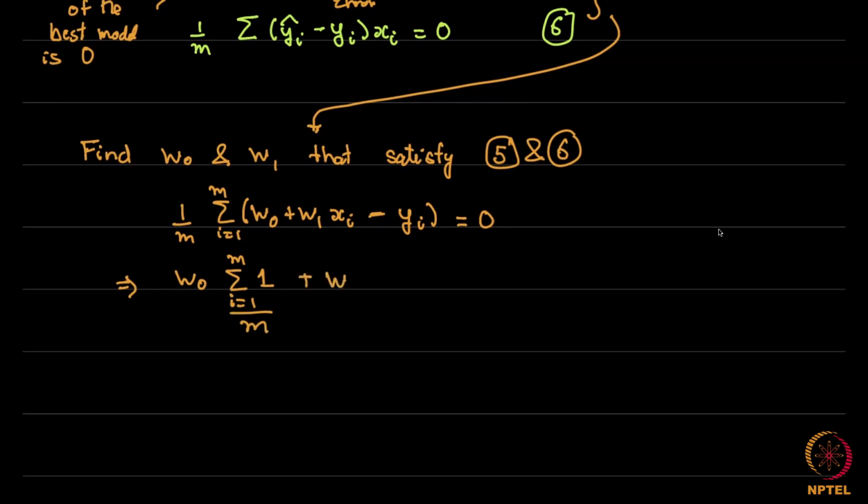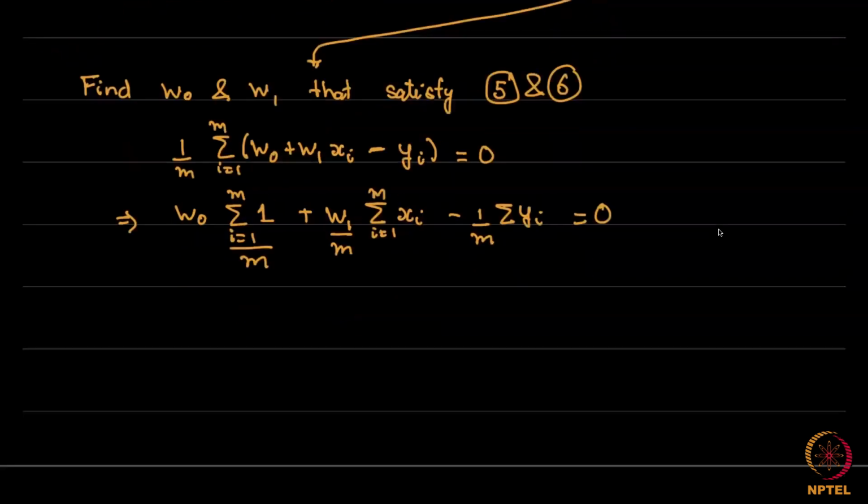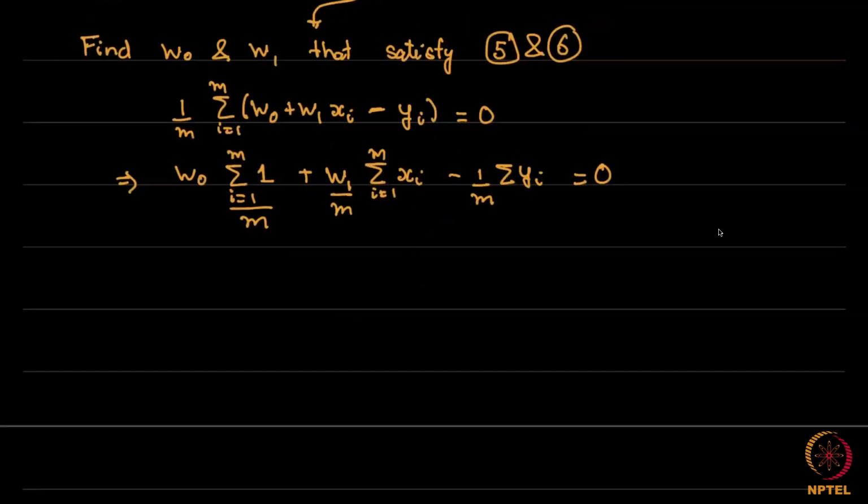Then W1 terms times sigma xi, i equal to 1 to m, the whole thing divided by m. And the final term is minus sigma yi, i equal to 1 to m. Let's just assume that 1 to m is 0. Okay, now let's look at these terms one by one.